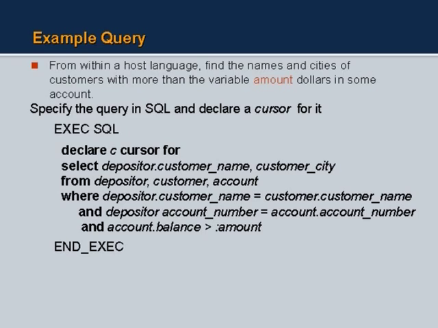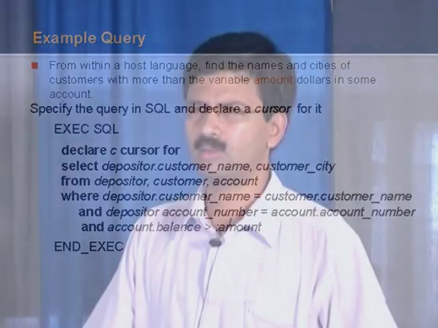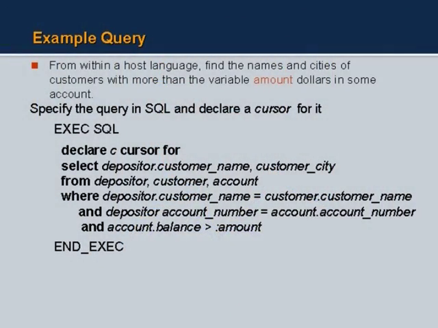So anything in the SQL query which looks like colon variable name is actually a variable from the host language outside. So here what happens is, somewhere here you would have assigned a value to the variable amount, and then this query is directly using that value, colon amount. So this is a query which finds the names and cities of customers with more than amount dollars in some account. This query is joining depositor, customer, account, so getting the entire information about the customer and their accounts, with the join conditions here, and this is the part which ensures that the balance of the account is greater than the value which is in the host variable amount.